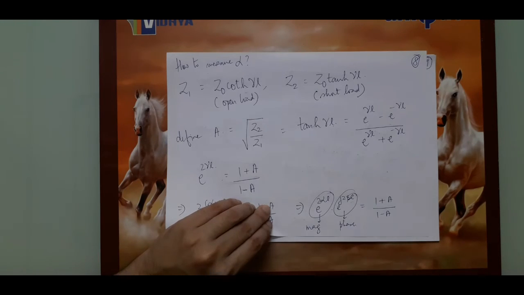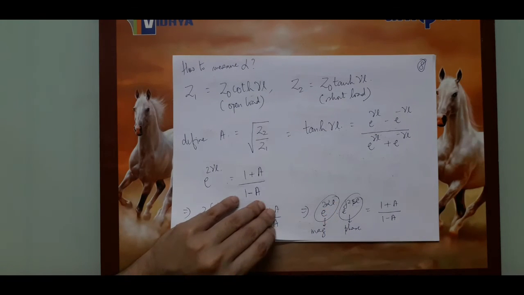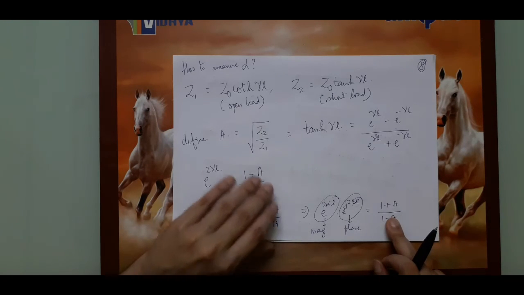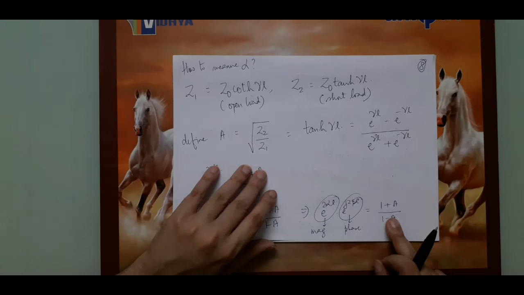Let us say, without loss of generality, that the line we are dealing with is a lossless line. In that case, this magnitude would become 1. So then what you would have is e raised to j2 beta L equals 1 plus A by 1 minus A. But in the case of a lossless line, some kind of a standing wave would definitely be found on the line.